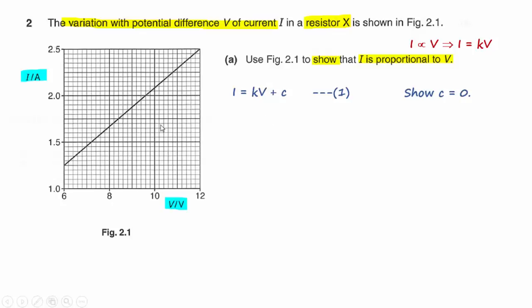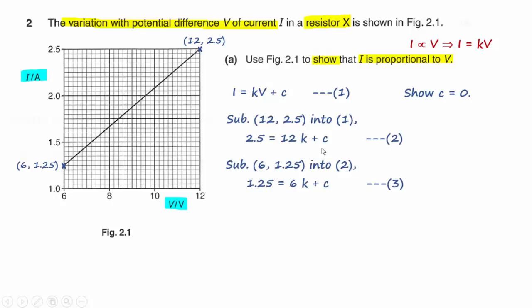To get that, I just have to pick 2 points off the graph, substitute them into the equation and solve for C. That will be the strategy. So I'm going to use (12, 2.5) and (6, 1.25). Substituting these into equation 1, we will have 2.5 equals 12k plus C and 1.25 equals 6k plus C. Solving the two equations, I will have C equals 0. Hence, I equals kV and I is proportional to V. Shown.